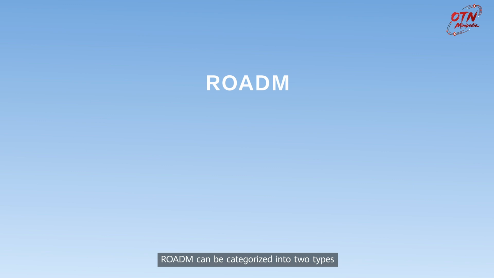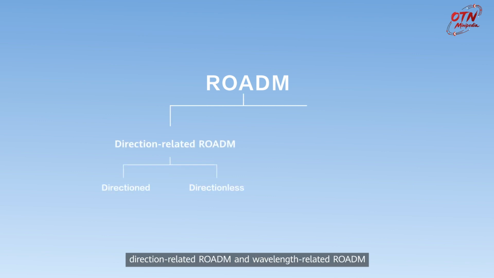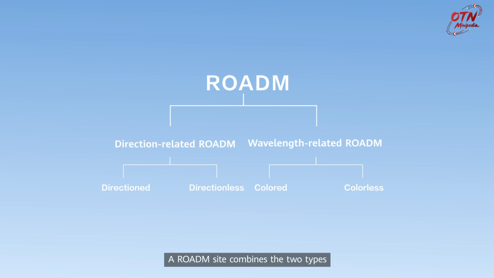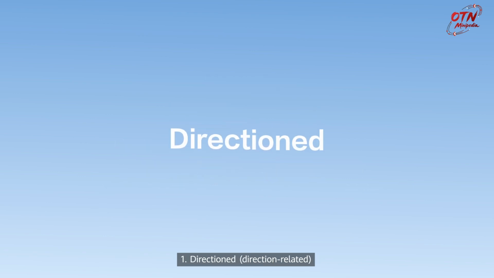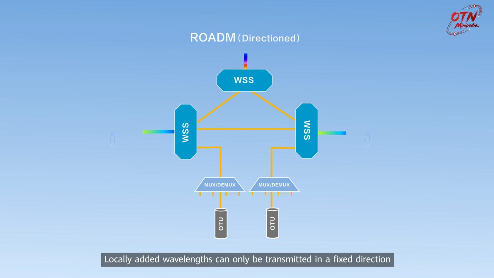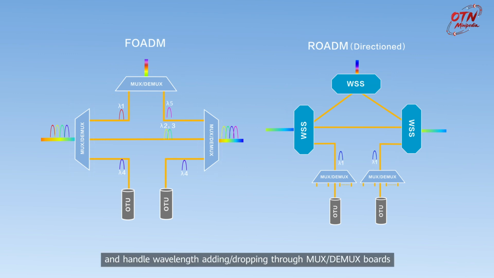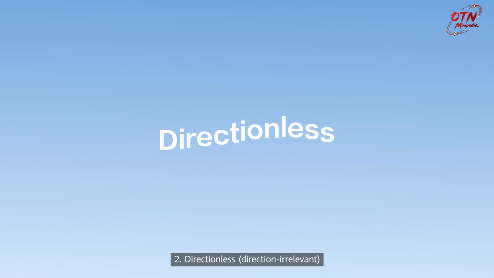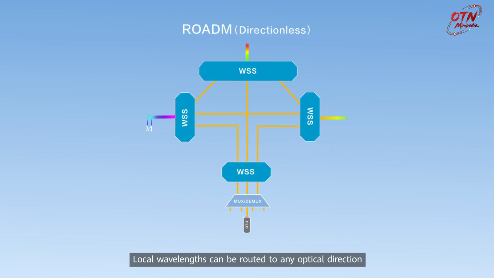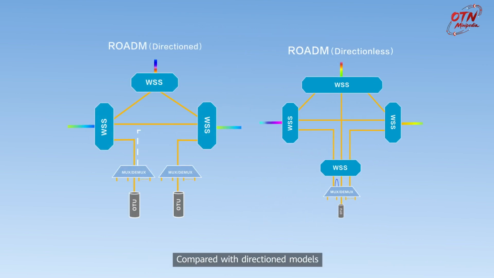ROADM can be categorized into two types: direction-related ROADM and wavelength-related ROADM. A ROADM site combines the two types. First, the direction-related aspect. 1. Directioned. Locally added wavelengths can only be transmitted in a fixed direction and cannot be dynamically rerouted. Compared with FOADM, ROADM uses WSS boards on the line side and handles wavelength adding or dropping through multiplexing and demultiplexing boards. 2. Directionless. Local wavelengths can be routed to any optical direction.